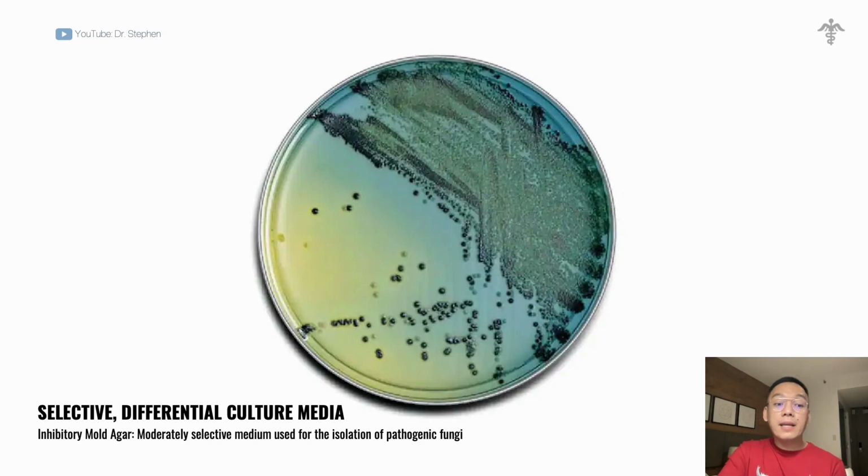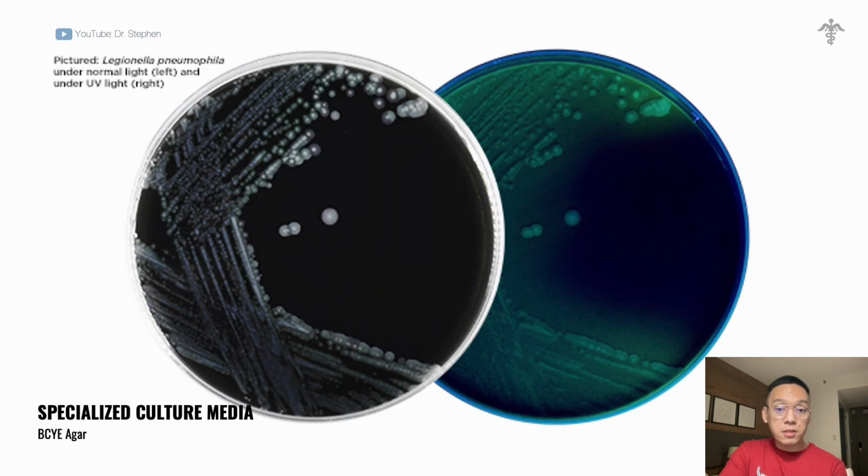Next is your IMA or the inhibitory mold agar. These are moderately selective medium used for the isolation of your pathogenic fungi, selective for your molds. BCYE agar or the buffered charcoal yeast extract agar is useful, as you can see the color is black, for the recovery of your Legionella and Nocardia species.